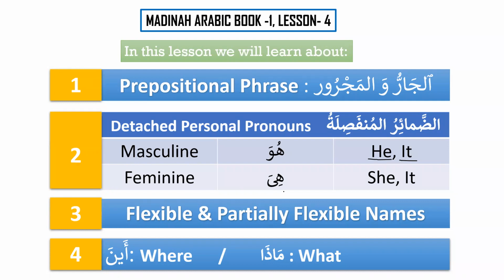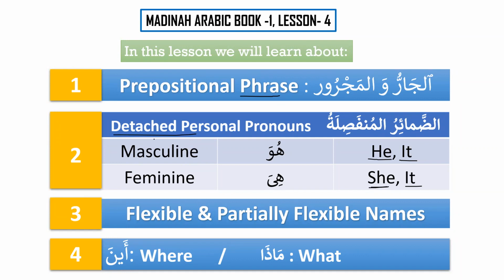And for the feminine, it is hiya, which means she or it. So if it's a person like Zainabu, we say hiya. And if it's a thing like as-sa'atu, which is the watch, then also we will use hiya for that. So prepositional phrase, that's number one. Number two, detached personal pronouns.